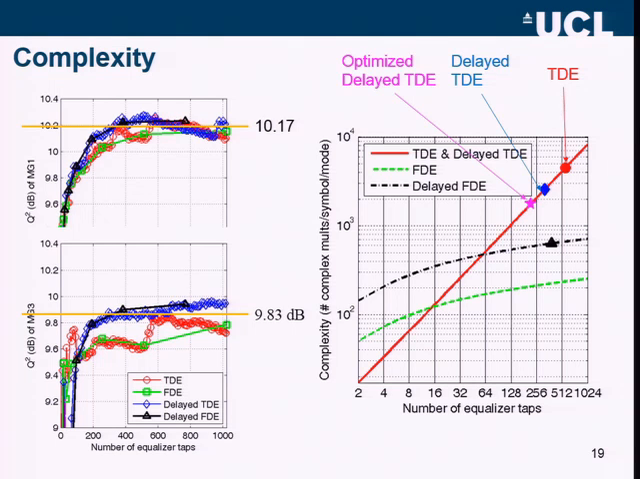This complexity can be further reduced if we can independently optimize the number of taps for each sub-equalizer. However, the lowest complexity actually is offered by using the delayed frequency domain equalizer, which is approximately 2.8 times lower than the optimized delayed time domain equalizer. Even though the complexity is still slightly higher than the conventional frequency domain equalizer, we can see on the left-hand side, by using the conventional frequency domain equalizer, this required Q factor can never be achieved.